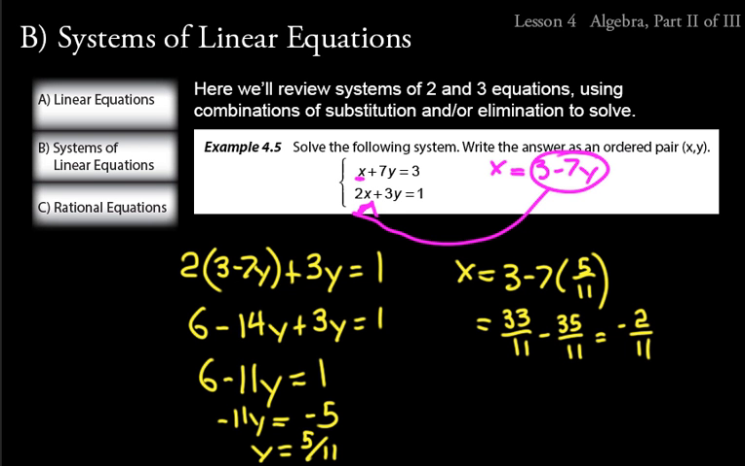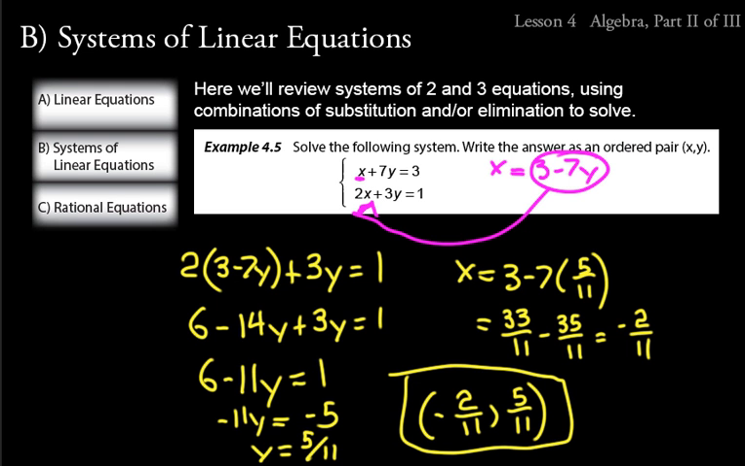That's what x is. Be careful, just because we solved that second, that doesn't mean it's y. That's x. Our solution then is minus 2 over 11, comma, 5 over 11. We want to write that like the question said. It said to write it as an ordered pair, x, comma, y. Minus 2 elevenths, comma, 5 elevenths. That's our solution.